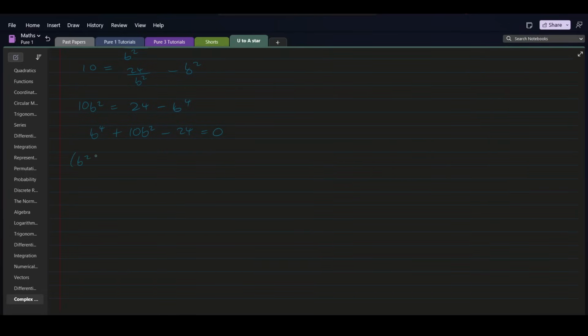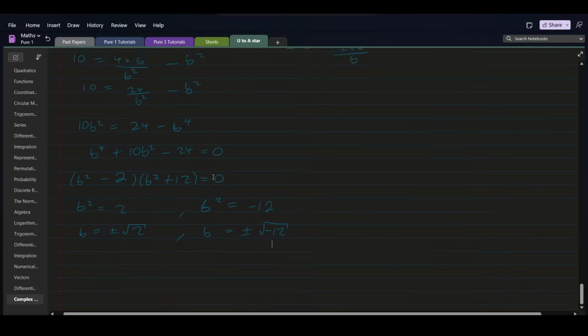So that's b squared, and we can use positive 12 and minus 2, is equal to 0. And so b squared is equal to 2, and we have b squared is equal to -12. Okay, so now let's evaluate b. Here b is equal to, if you take the square root of both sides, plus or minus root 2. And then here b would be equal to plus or minus root -12.